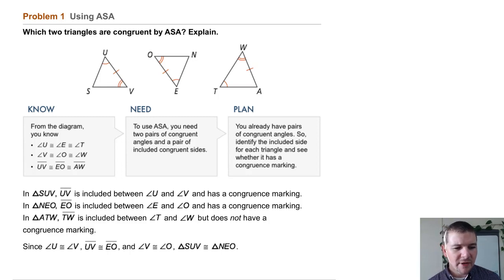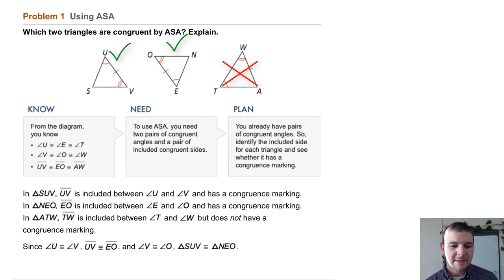Well, checking, in triangle SUV, segment UV is included between angle U and angle V and has a congruence marking. In triangle NEO, segment EO is included between angle E and angle O and has a congruence marking. In triangle ATW, segment TW is included between angles T and W, but does not have a congruence marking.